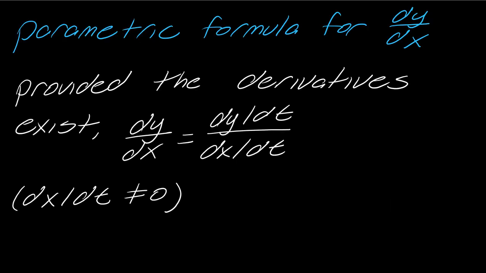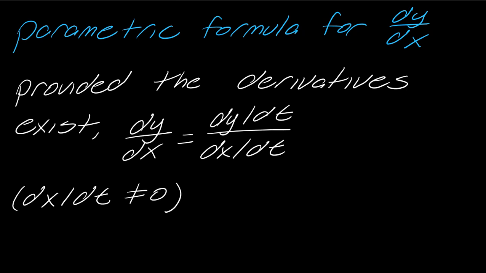Well, we do have a formula for this. The parametric formula for dy/dx is just going to be you take dy/dt, the derivative of y with respect to t, and then divide that by dx/dt, the derivative of x with respect to t. This is, I think, actually a pretty straightforward formula. You have dy/dx, it's just dy over dx.